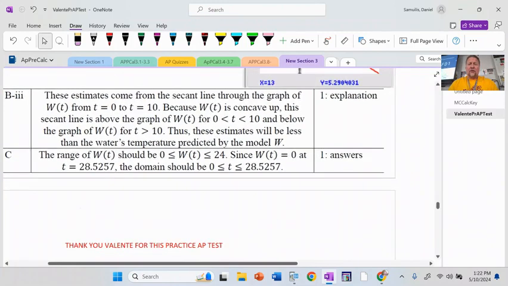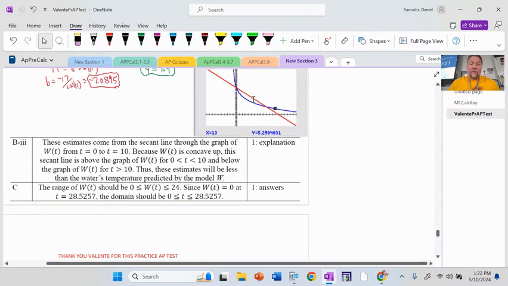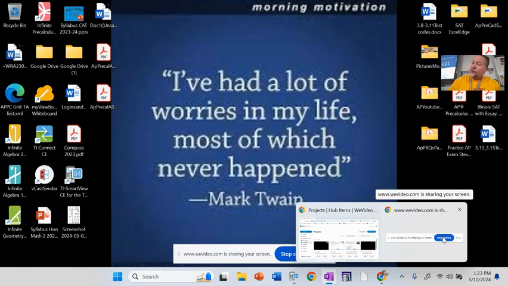And with that being said, what's the domain? Well, the domain is from 0 for time, that would be at 24 degrees Celsius, to how much time it takes to get to 0 degrees Celsius, which means you would have to find this x-intercept. So I'd have to expand this graph a little bit and see what ends up happening when we reach that 0 degree temperature. And that comes to be 28.5257. So that's why that's the domain. So I guess the assumption is made that you set the temperature of the situation at 0 degrees.